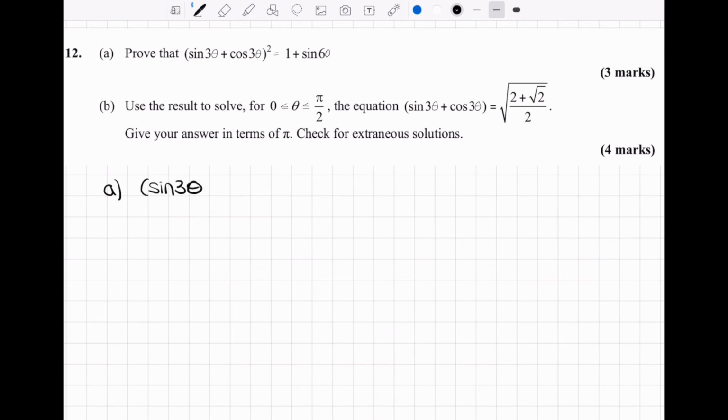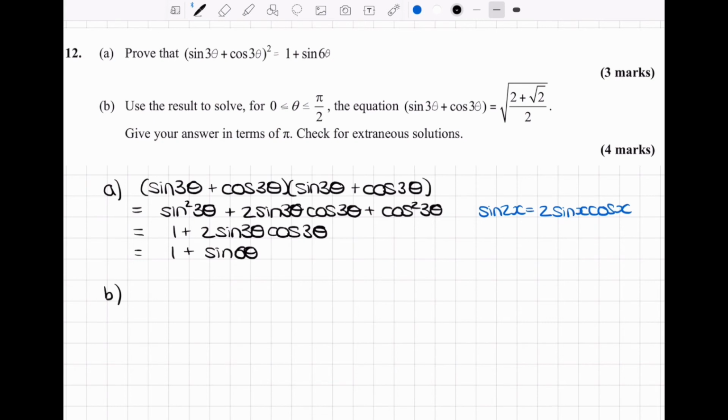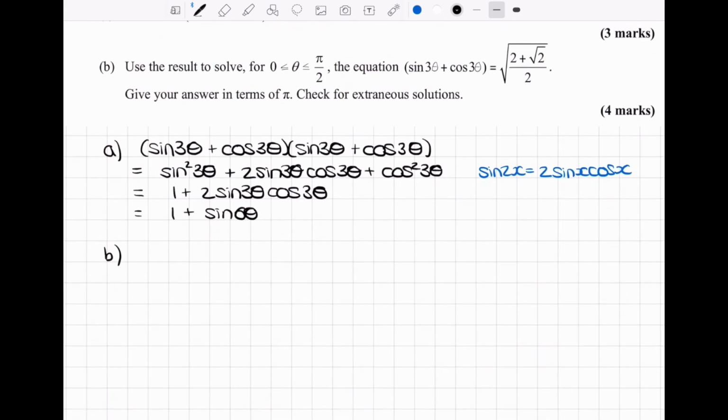Next is another trig proof. We've got sine 3 theta plus cos 3 theta all squared. So if I multiply that by itself, I have sine squared 3 theta plus 2 sine 3 theta cos 3 theta plus cos squared 3 theta. We know that sine squared plus cos squared equals 1. So that holds for sine squared of 3 theta plus cos squared of 3 theta. We also have a nice identity for sine of 2x, which is 2 sine x cos x. So if I sub that in, I get 1 plus sine 6 theta. 3 marks for 3 lines.